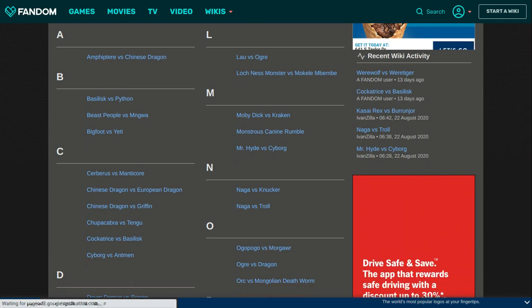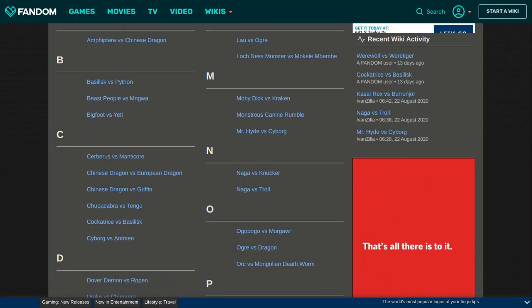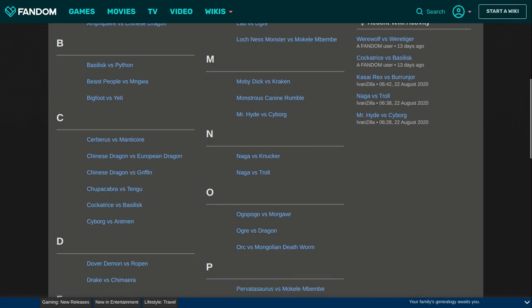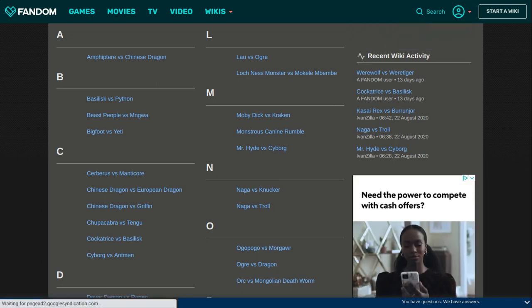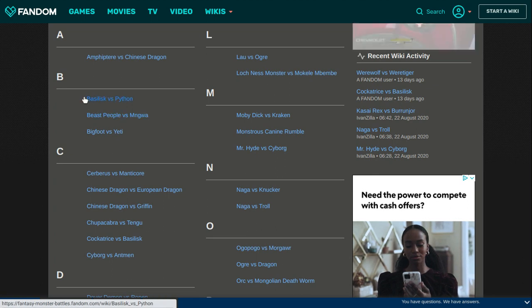So we have the Amphiptyr versus the Chinese Dragon, Basilisk. Remember, these are all the battles I've written so far, and whoever makes a battle other than me will get a shout out. Amphiptyr versus Chinese dragon, Basilisk versus Python. And if you're into mythology, you know what those two creatures are, the Basilisk and the Python.